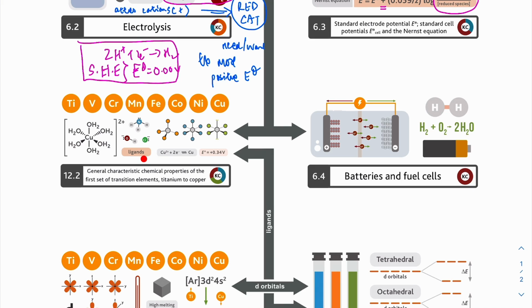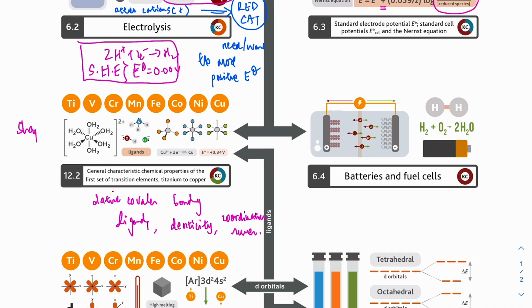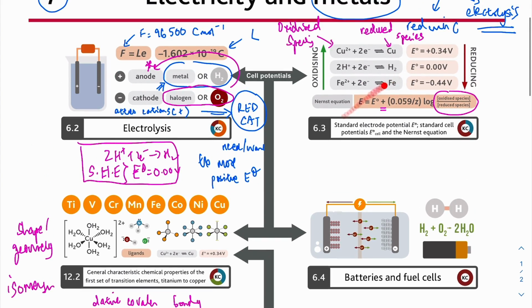All right, definition of ligands. We talk about dative covalent bond. Very, very important that you can differentiate what is dative covalent bond. And we talk about ligands. We talk about denticity, so bidentate, polydentate, etc. We talk about coordination number. Okay, we talk about shape, or geometry. We talk about isomerism. So these are all stuff which are commonly asked about transition metal chemistry in A level, and they can also relate it to redox chemistry. I guess that's how they put them together.